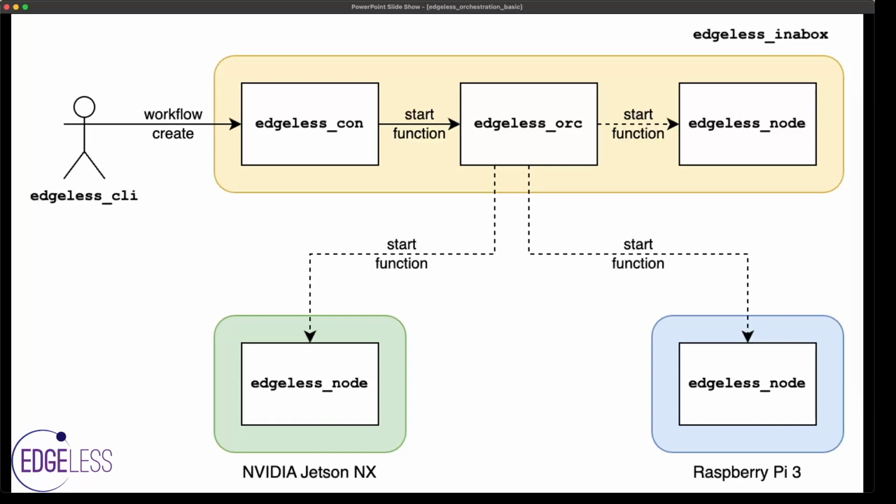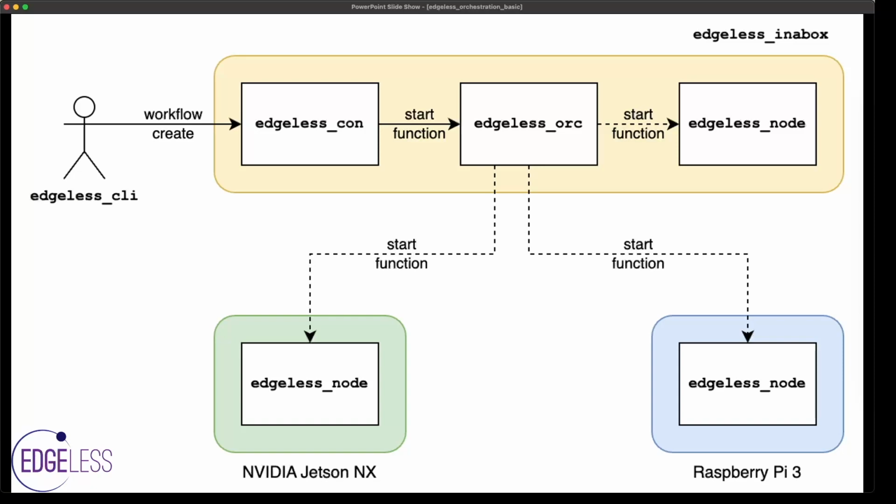For convenience, those 3 components, controller plus orchestrator plus node, which compose a minimal deployment for edgeless, are also bundled in a single executable called edgeless in a box, which is very convenient for testing purposes, as we are doing it now.